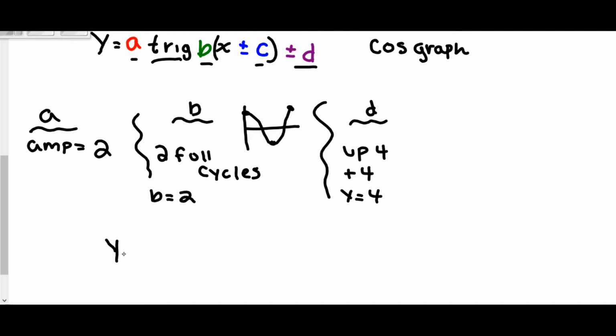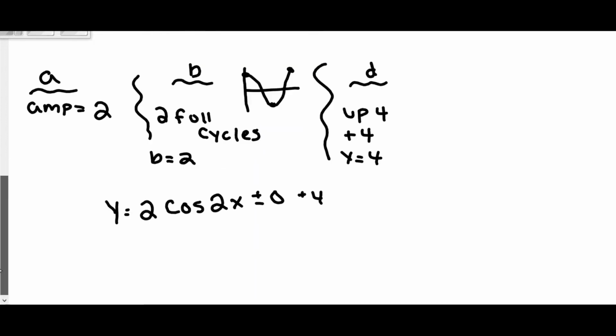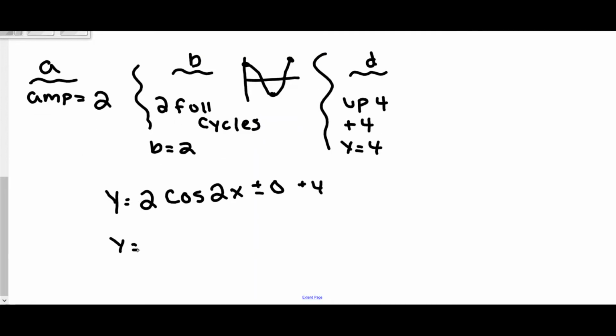So y equals our amplitude of 2 times cosine. My frequency is 2 times x. I'm just going to put plus or minus 0 here because C is just 0. There is no phase shift. And then plus or minus, nope, it's just plus 4. So our equation is y equals 2 cosine of 2x. I'm going to put parentheses around it, plus 4. And that's it.